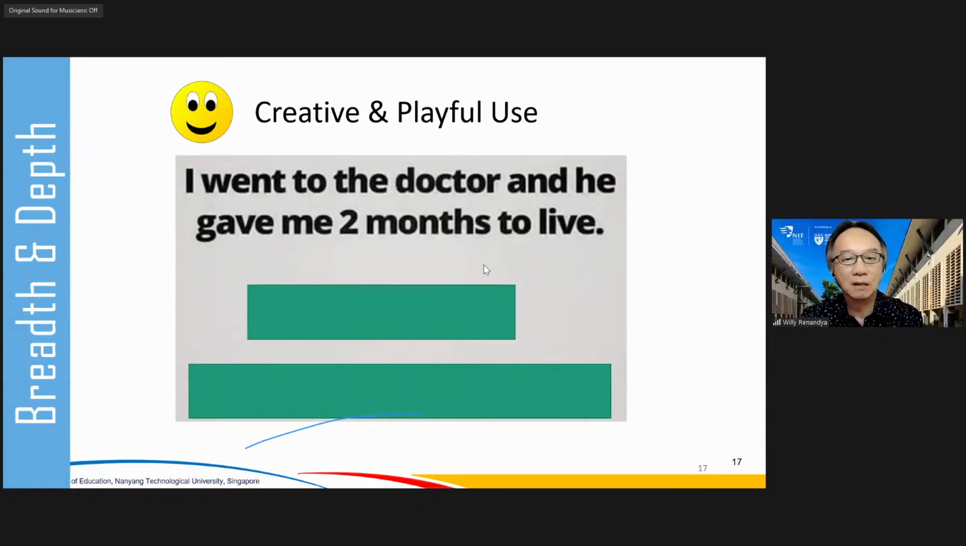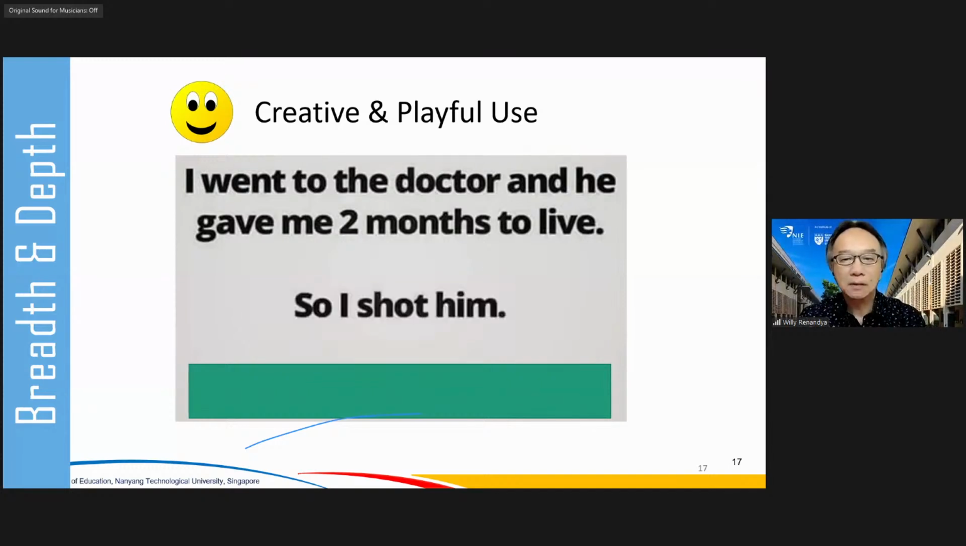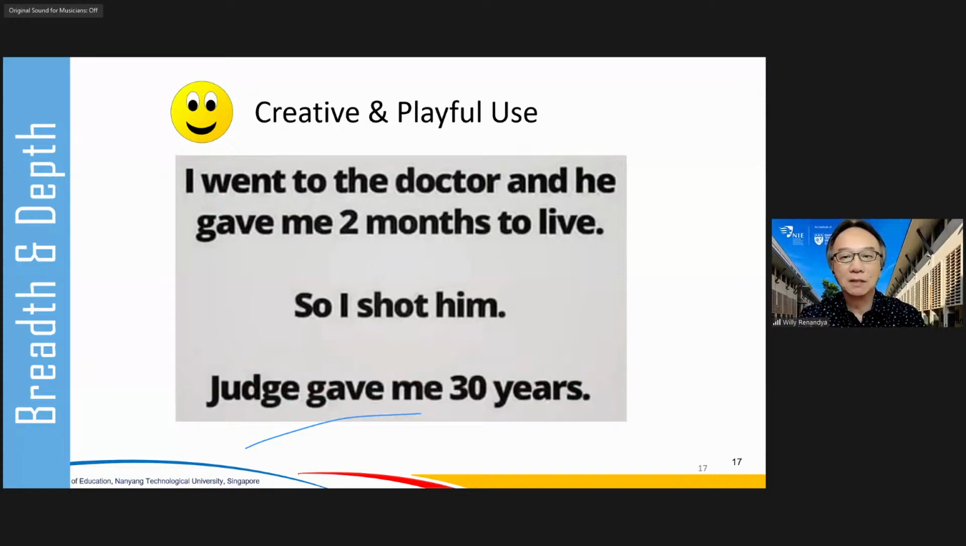What does it mean? Ibu Santi, what does it mean? The doctor gave you 2 months to live. Exactly. You're going to die, basically, right? 2 months, that's it. That's the end. So I shot him. And the judge gave me 30 years. So which one is better?